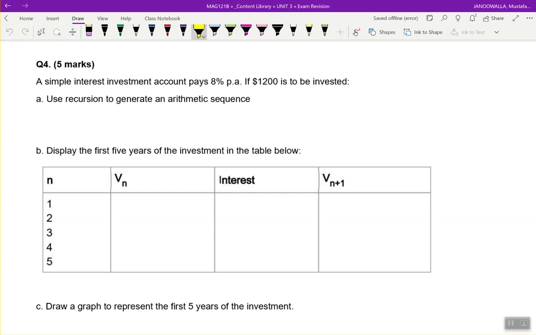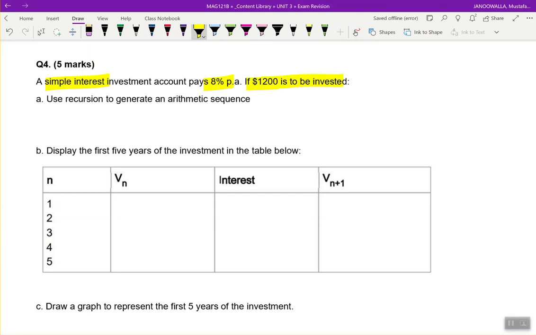Alrighty, for this question, it's a 5-mark question to do with simple interest. So let's break this question down. We've got a simple interest investment account that pays 8% per annum. So that's the interest rate. And if you were to invest 1,200 initially, the question is 3 parts.